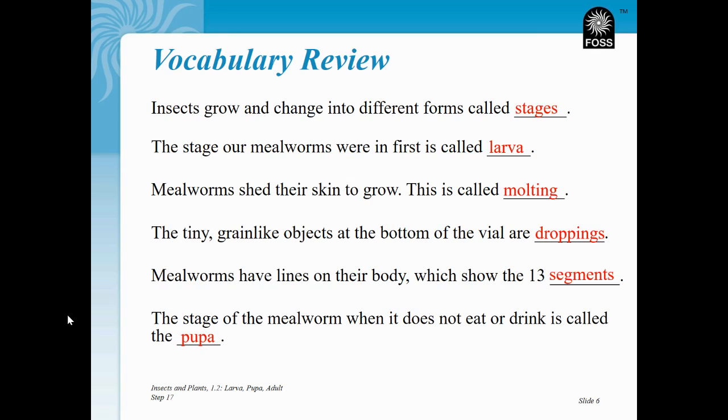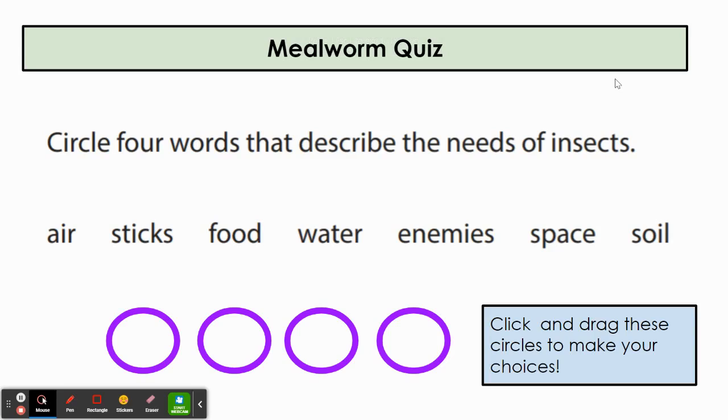All right, so thank you for reviewing some of our mealworm vocabulary with me. Now I am going to switch over to show you what your short science quiz will look like. Here is the first question on your mealworm quiz. It says, circle 4 words that describe the needs of insects. So this is from one of our first mealworm lessons. What are the 4 things an insect needs to survive? Your choices are air, sticks, food, water, enemies, space, or soil.